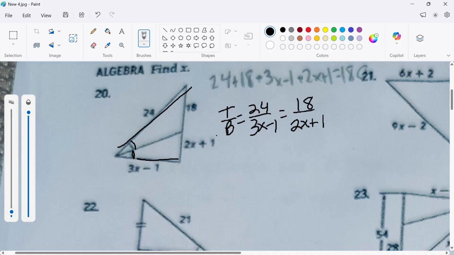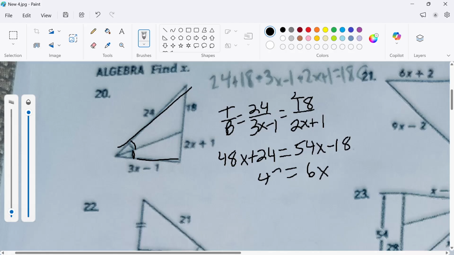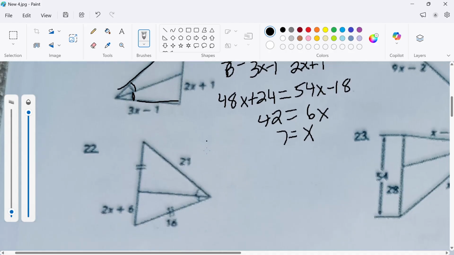So I'm going to cross multiply. 2x plus 1 times 24 is 48x plus 24 equals 3x minus 1 times 18 is 54x minus 18. I will subtract 48x from both sides. That gives me 6x. Add 18 to both sides. And what's that? 42. x equals 7. And it asks to find x.